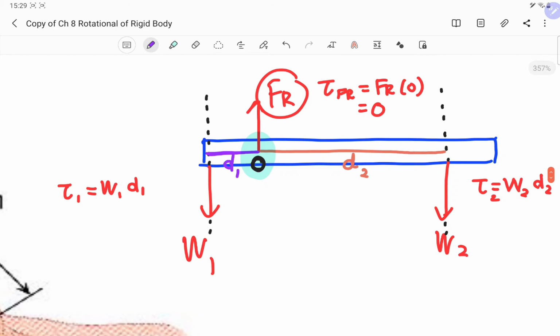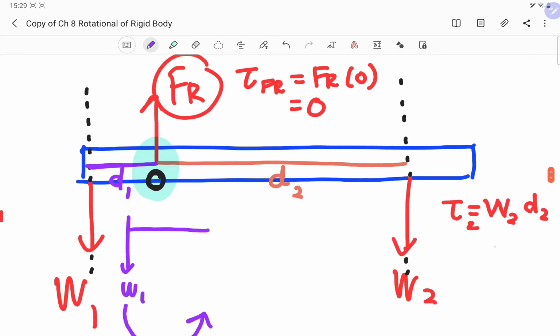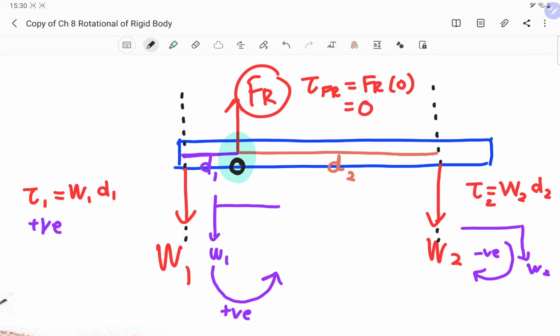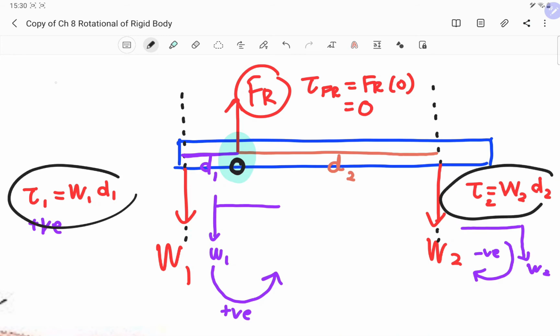Okay, how about the directions of torque 1. We can see that this is the D, and the weight is going down. So it will have the tendency to rotate anti-clockwise. Anti-clockwise is positive, so this one would be positive. For torque 2, this is D and this is weight 2, so the tendency is to rotate clockwise. Clockwise is negative.